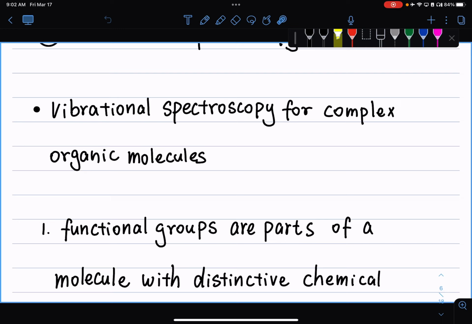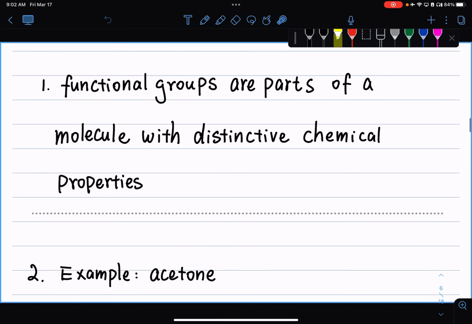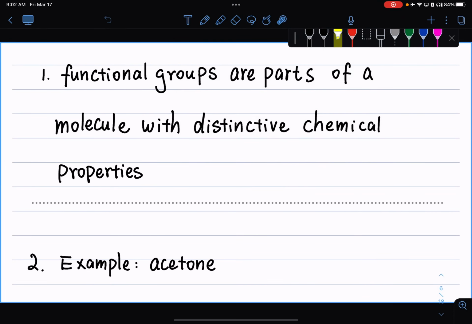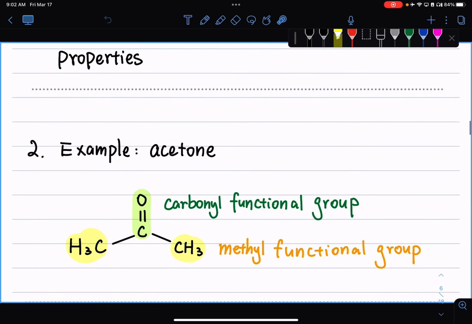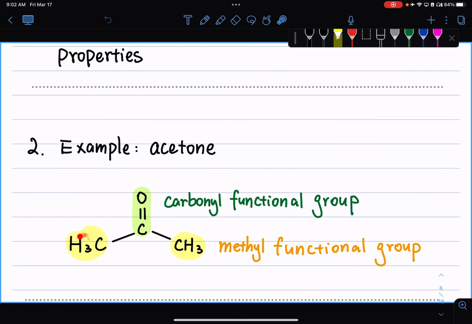And IR spectroscopy tells us lots of information about what the functional groups are in an organic molecule, or in a complex molecule in general. So what are functional groups? Typically, when we talk about a functional group, it is just part of a very complex molecule that has very distinctive chemical properties. So we'll use acetone as an example. As we see here, acetone has two different types of functional group. The yellow part here is called the methyl functional group. The green part here is called the carbonyl functional group.